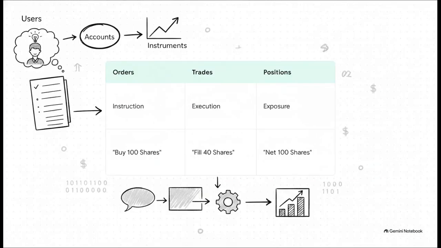Now think about how all this data actually lives in a database. You've got users, and they own accounts. They trade instruments, like stocks. But the core trio you need to focus on are orders, trades, and positions.